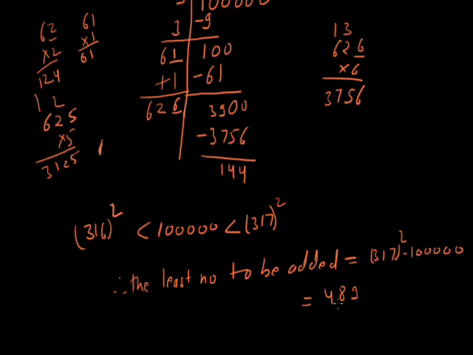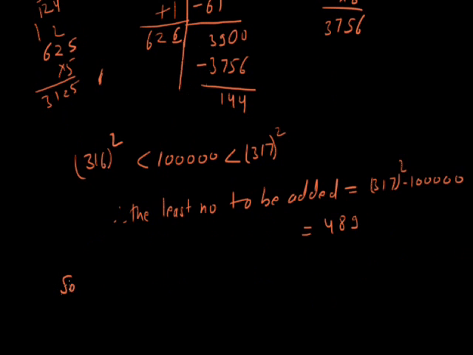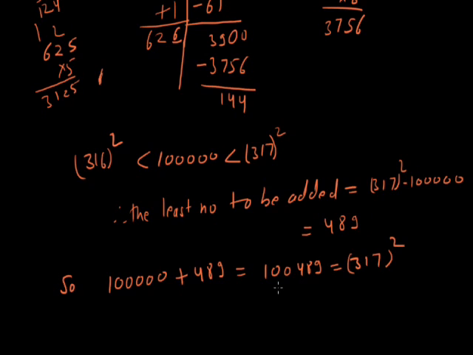so that is equal to 489. So 1 lakh is the smallest 6-digit number, but it is not a perfect square. Now in order to make it a perfect square, we have to add 489 so that it becomes 100,489, and it is the square of 317. So 100,489 is the 6-digit least number which is the square of 317. So in this way we can do the problem.